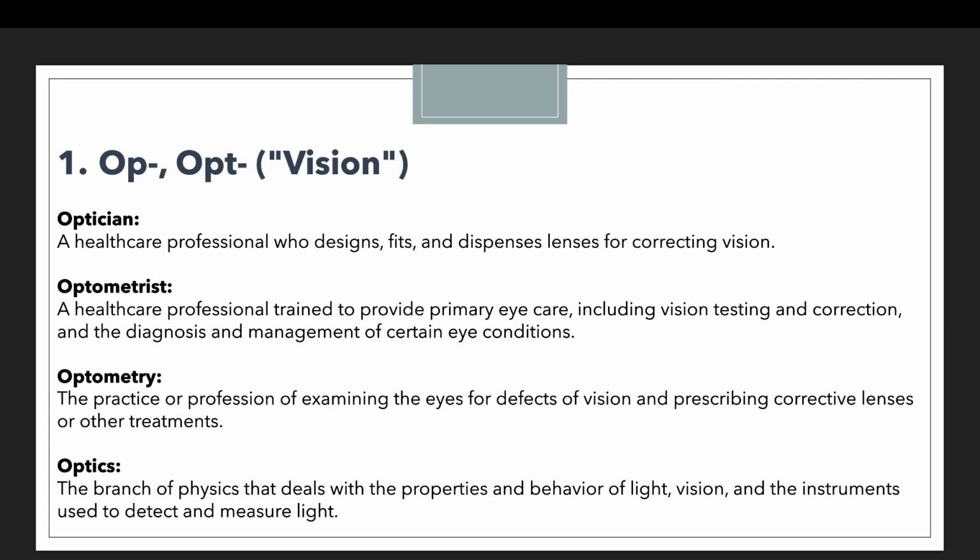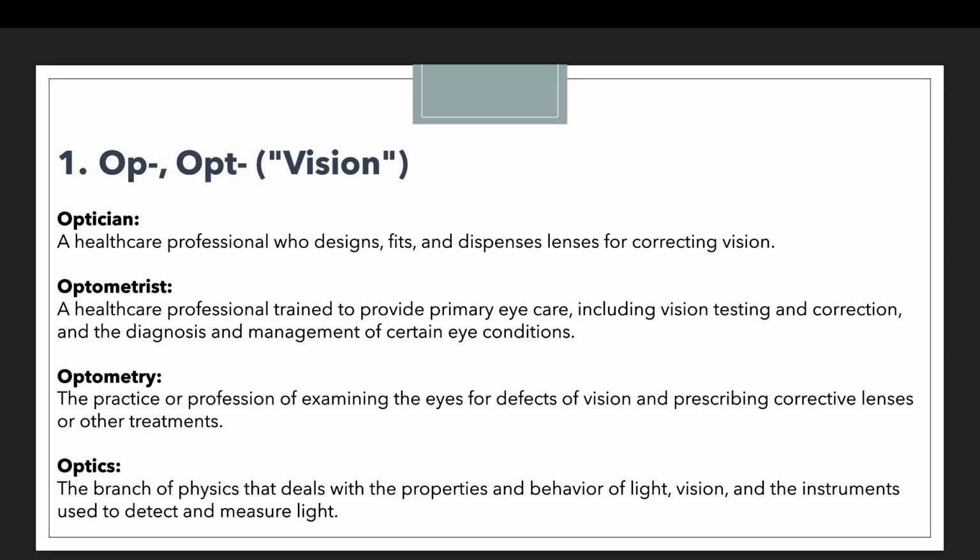Then we have optics. Now what is optics? It is the branch of physics that deals with the properties and behavior of light. Okay, light, vision, and the instrument used to detect and measure the light. So this type of branch of physics is known as optics. So yeah, these are the examples for the OP or OPT prefix that denotes the information related to vision.